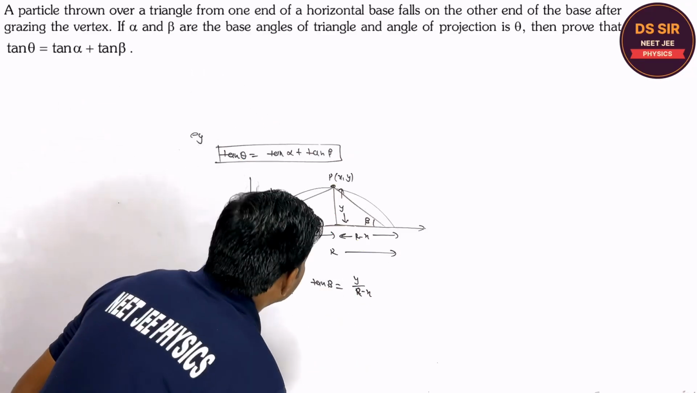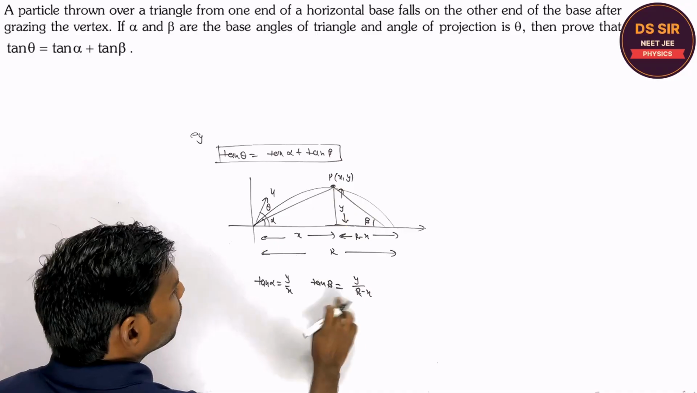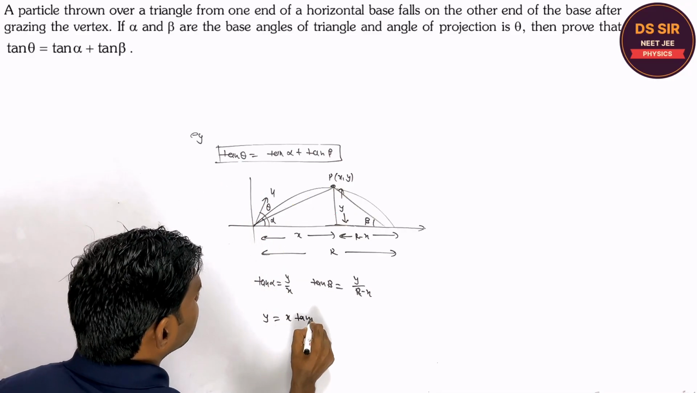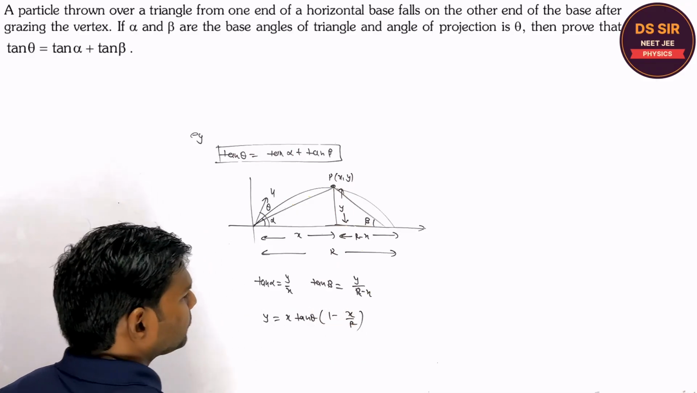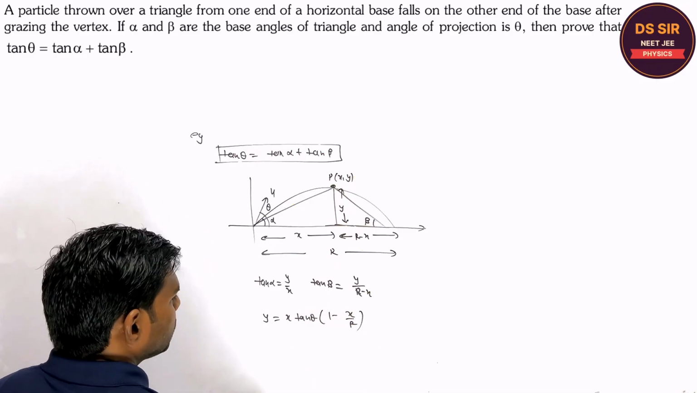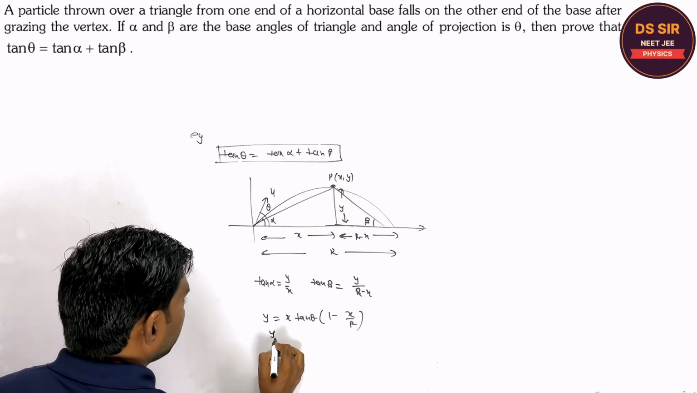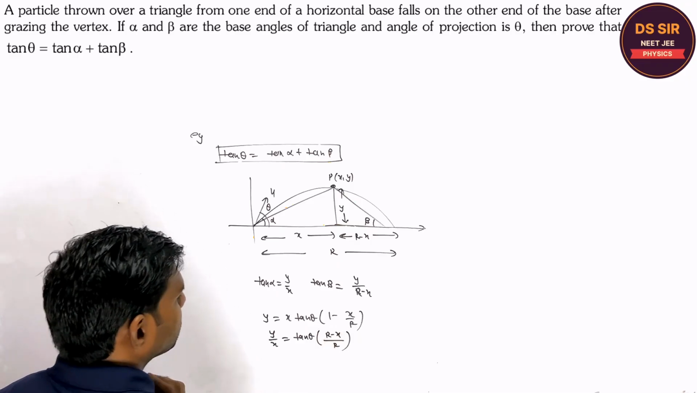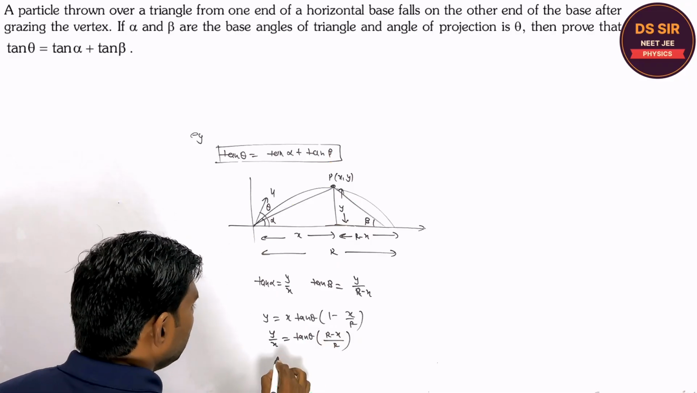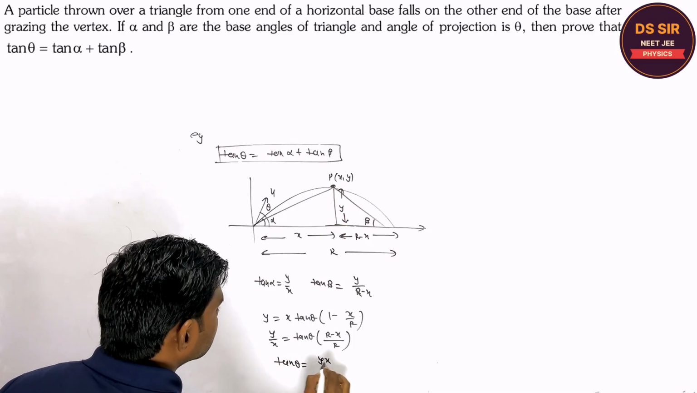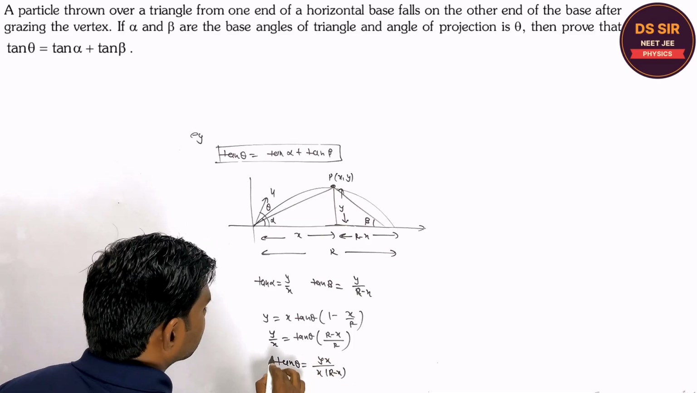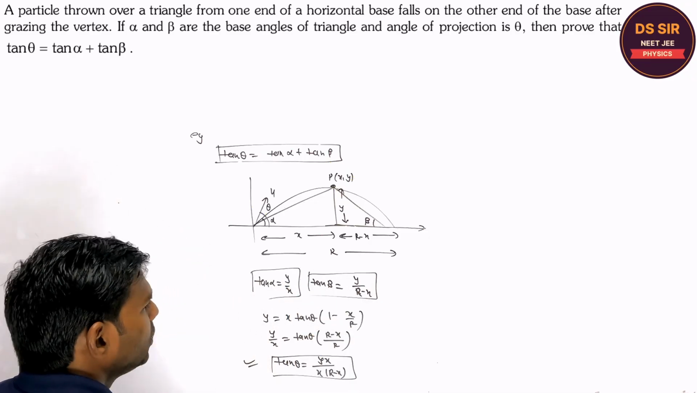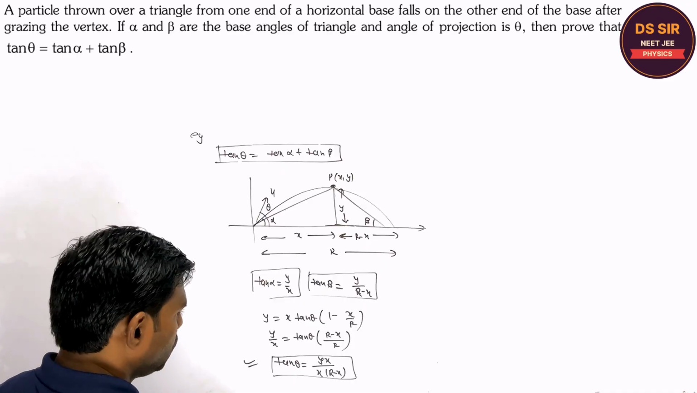Right. Tan alpha and tan beta we can solve, and tan theta. How to find tan theta? y = x tan theta (1 minus x upon R). Is it clear or not? So y upon x is equal to tan theta into (R minus x) upon R. Is it clear? So what is the value of tan theta from here? It is y R upon x into (R minus x). This is the value of tan theta, this is the value of tan alpha, this is the value of tan beta. So what you have to do?